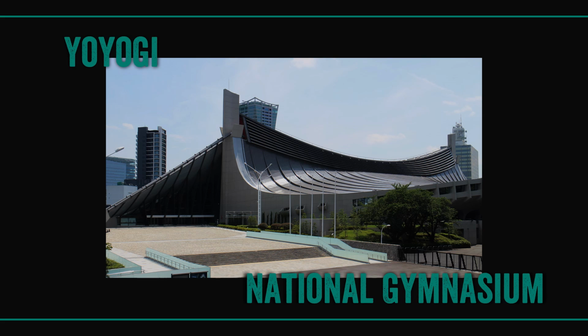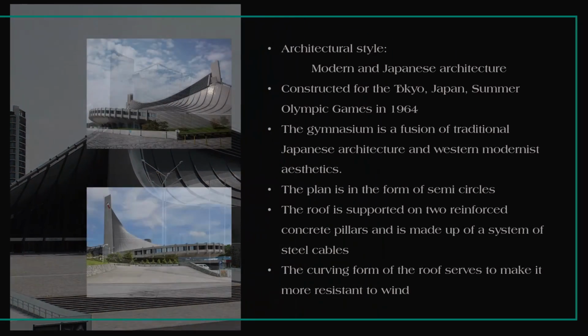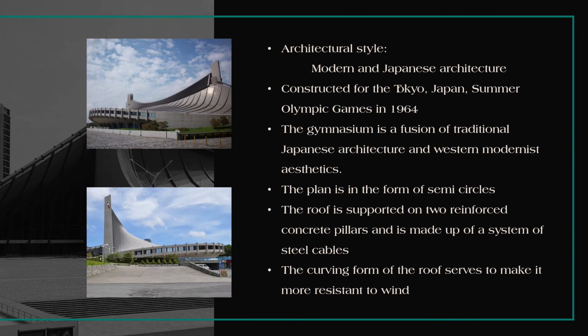Another notable work of Kenzo Tange is the Yoyogi National Gymnasium. Its architectural style is modern architecture and Japanese architecture. Built for the 1964 Summer Olympics in Tokyo, Japan, traditional Japanese design elements are combined with Western modernist aesthetics in the gymnasium. The plan is made up of semicircles that are slightly out of alignment with one another and have pointy extensions on their disconnecting ends.